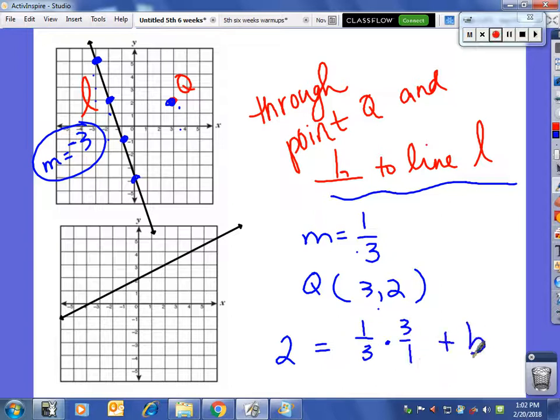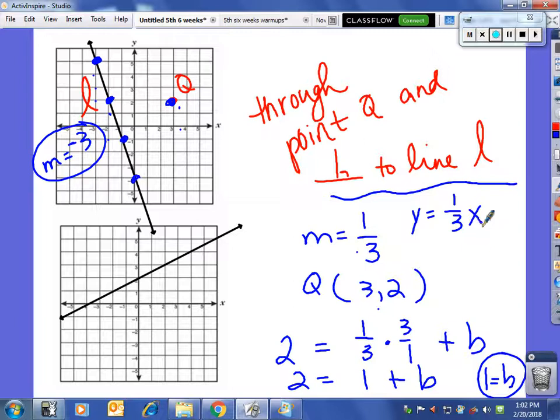Don't you like it when the fraction disappears on its own? Two equals 1 plus b, so what does b equal? 1. So the equation then would be y equals 1/3 x plus 1. You also could have done it from the picture.